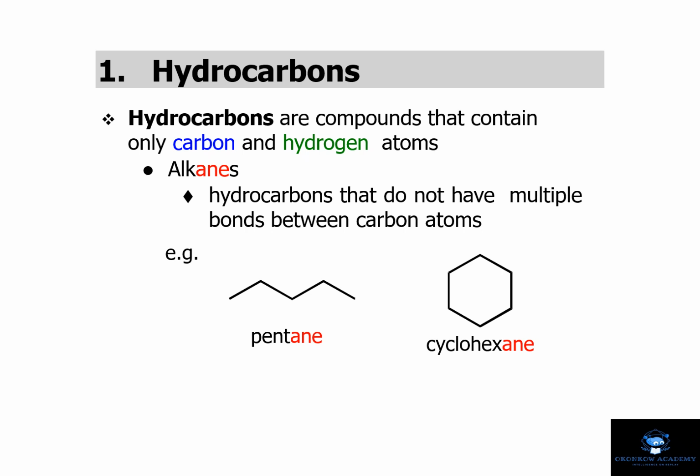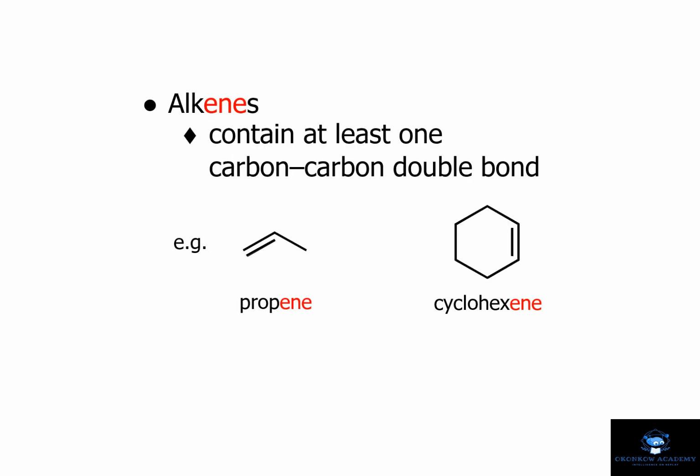So no multiple bonds is the defining feature of alkanes. The second hydrocarbon family is alkenes, compounds containing at least one carbon-carbon double bond. The double bond makes alkenes significantly more reactive than alkanes because of the exposed pi electrons. Examples include propene, a 3-carbon alkene, and cyclohexene, a 6-membered ring with one double bond.